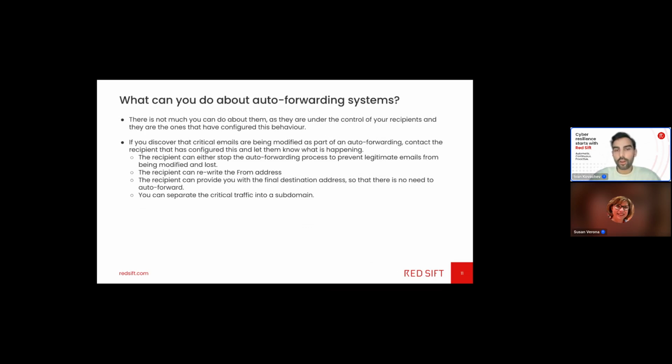Or you can also separate the critical traffic into a subdomain. You can split this critical email traffic into a subdomain, therefore causing your parent domain, the main domain, to move into a DMARC policy of reject successfully, while you can have a DMARC policy of none on the subdomain and not be affected by the reject policy of the parent domain.